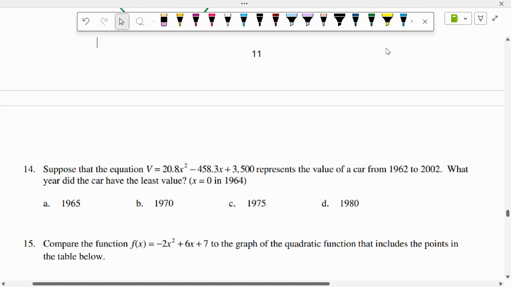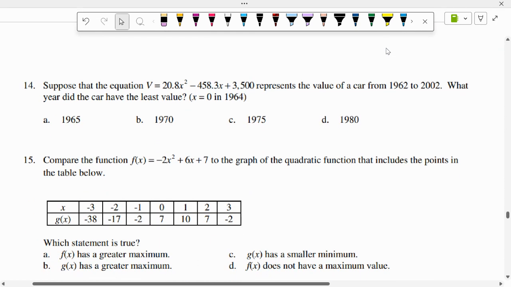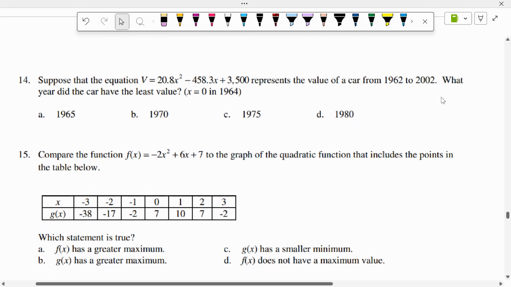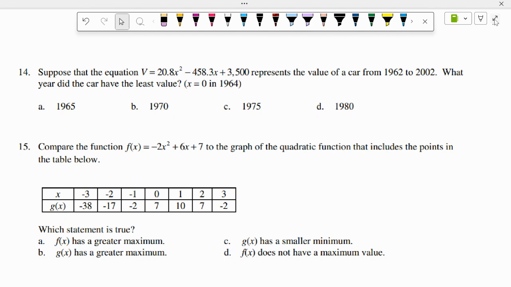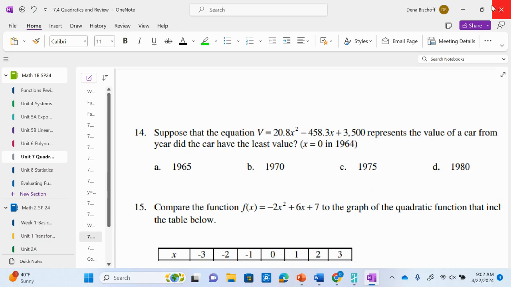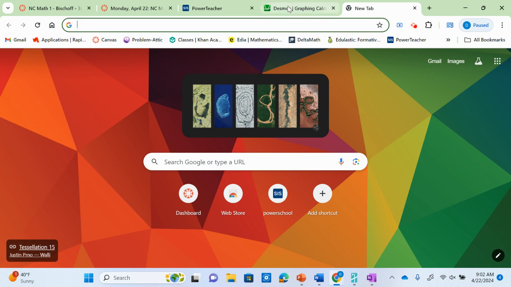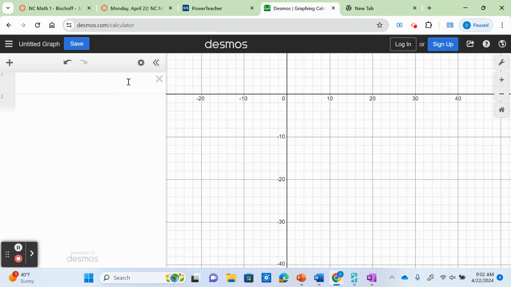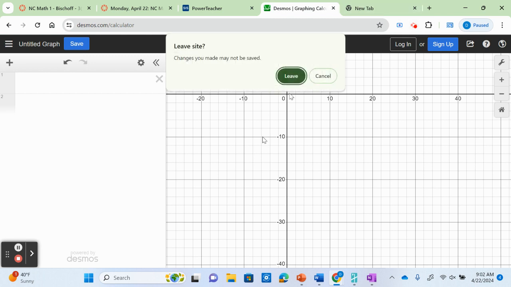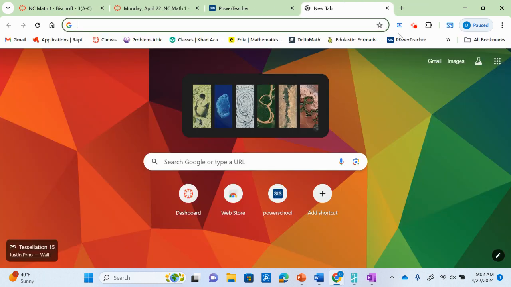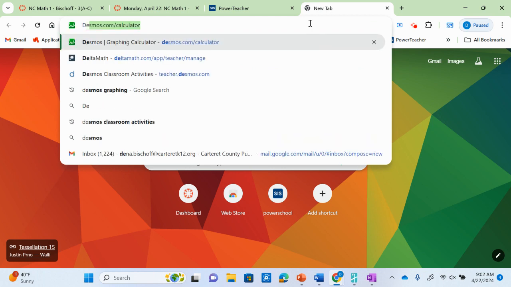Okay. Number 14. Suppose this equation represents the value of a car from 1962 to 2002. What year did the car have the least value? Let's see if we can put it in Desmos.